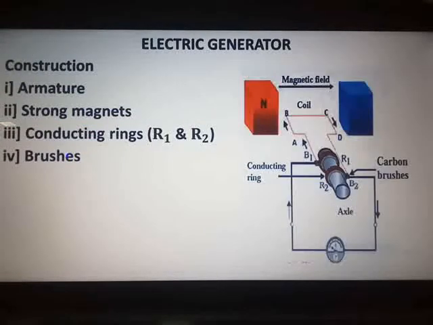Question number 2, second part, B, electric generator. Here also construction, working and diagram. So construction, I have just mentioned the points of the construction.